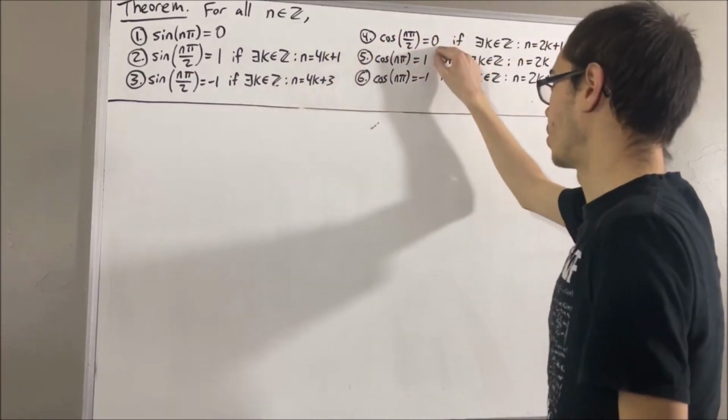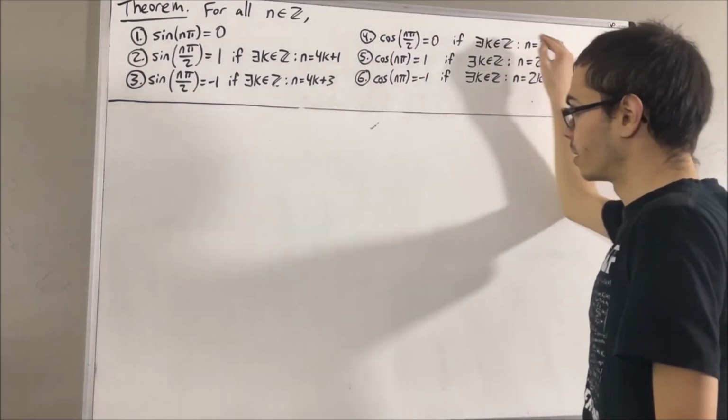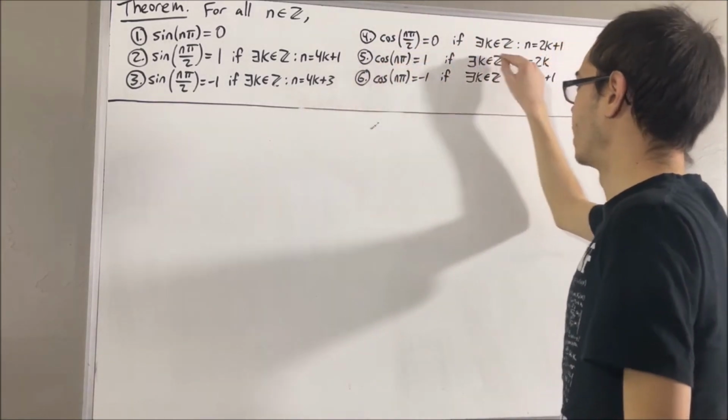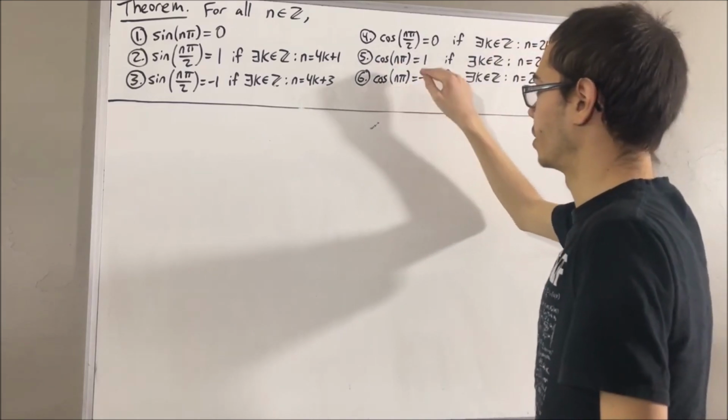of n pi over 2 is equal to 0 if n is odd, the cosine of n pi is equal to 1 if n is even, and the cosine of n pi is equal to negative 1 if n is odd.